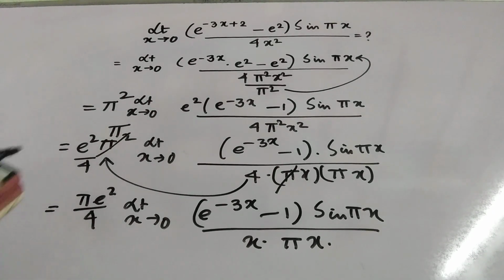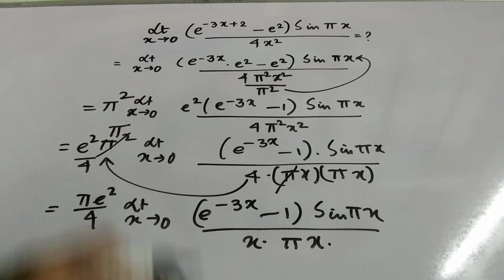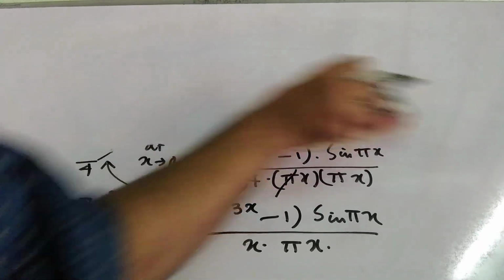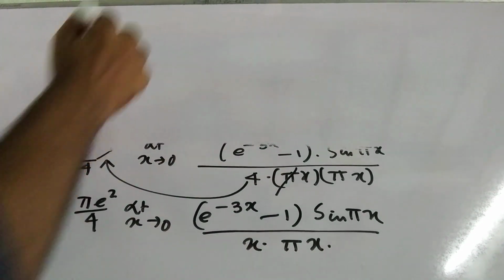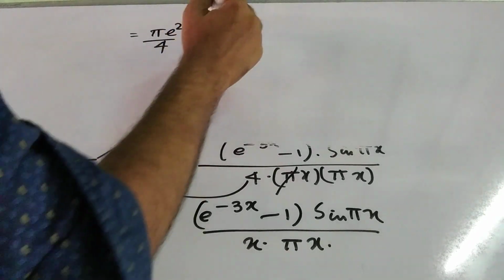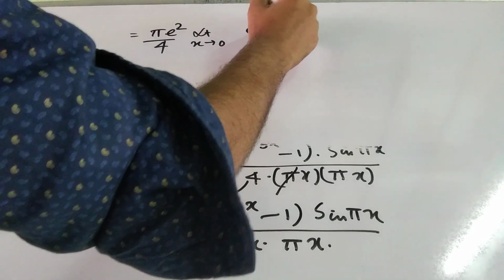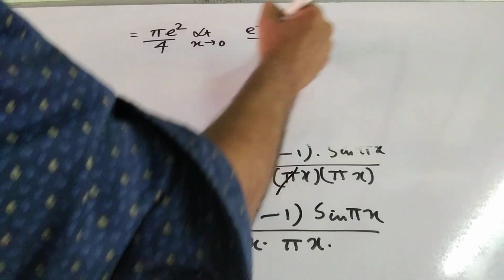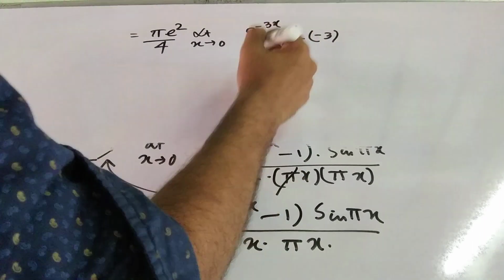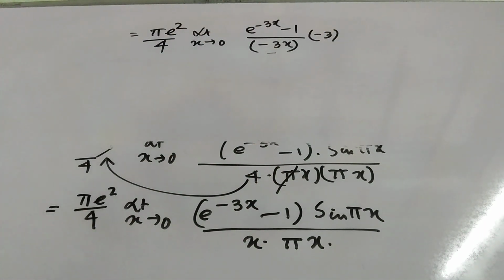What will be the next step? So pi e square by 4 is a constant that already has come out of the limit. Now I am writing it here. So the final expression after this step will be pi e square by 4 as usual out of the limit, then limit x tends to 0 e to the power minus 3x minus 1 whole divided by minus 3x into minus 3, because I am keeping a minus 3 in the denominator, also multiplying by minus 3 in the numerator.